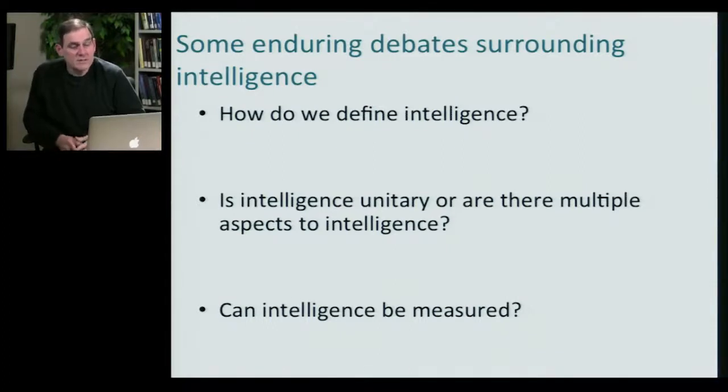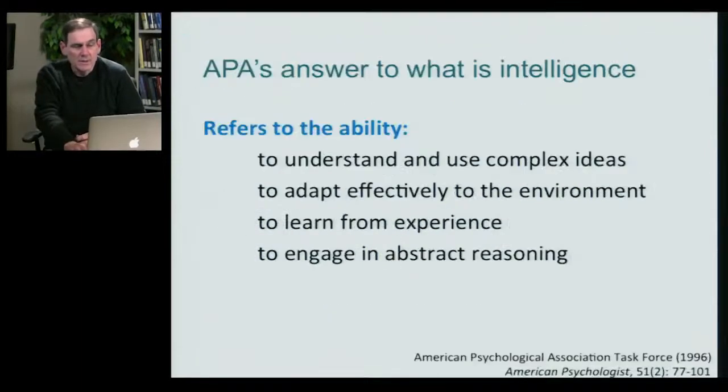What is intelligence? Is intelligence unitary or multidimensional? And can we measure it? So let's begin with how do psychologists define intelligence. About every 20 years, the American Psychological Association, APA, puts together a blue ribbon panel and brings them together for maybe a couple days and asks them to produce a consensus definition of intelligence.